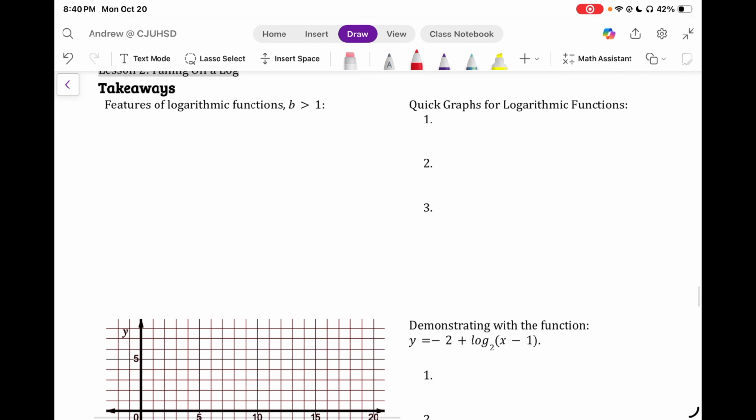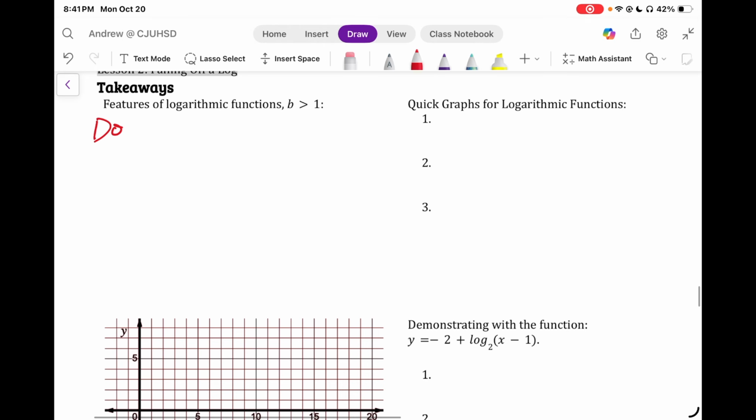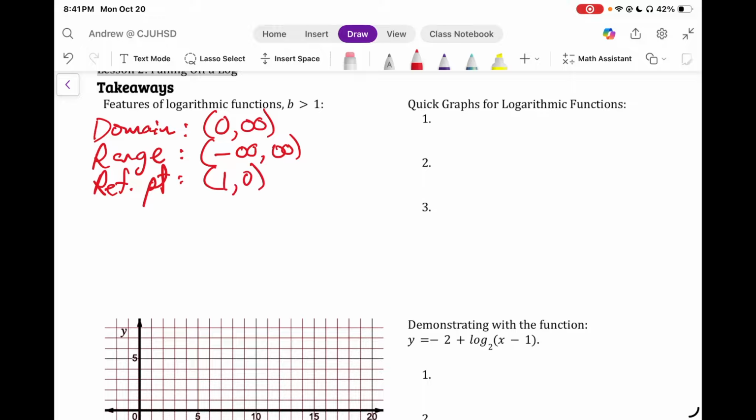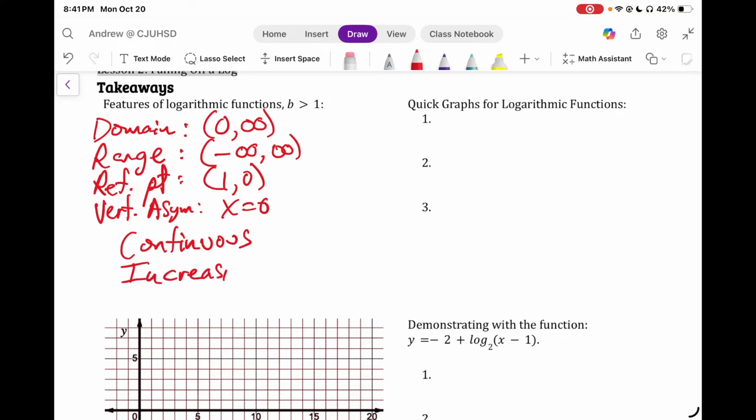Features of a logarithmic function. The domain is going to be normally 0 to infinity. The range is going to be all real numbers. The reference point is going to be 1, 0. The vertical asymptote is going to be the line x equals 0. It is going to be continuous, and it increases from 0 to infinity.